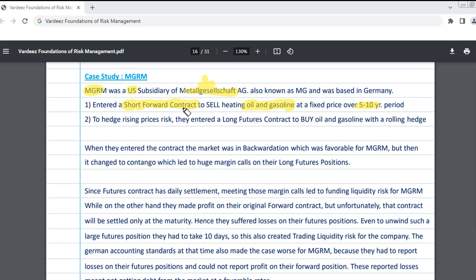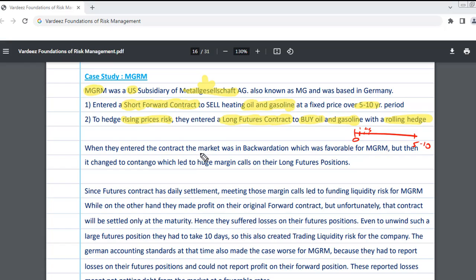Now, to hedge this original short forward position, they entered into another contract. To hedge the rising price risk, they entered into a long futures contract. So they wanted to buy the oil and gas with a rolling hedge. Remember, I told you about rolling hedge. So this was their position. They would manage this 5 to 10 years of exposure by getting into a 1 month contract, then the second month, then third, and they would close out and follow the rolling hedge. So that's what they thought.